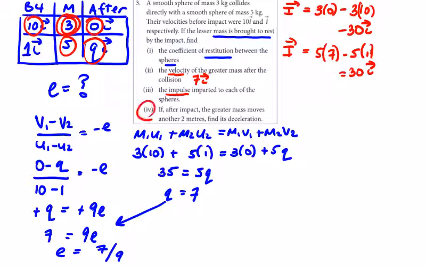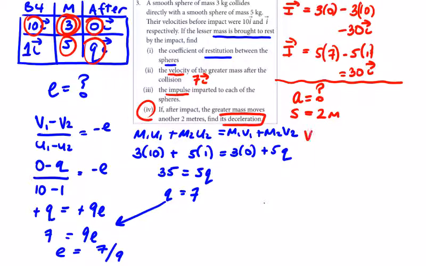And then part 4, if after impact the greater mass moves another 2 meters, find deceleration. Okay, so we're looking for a. We're given a distance here. The distance is 2 meters. We have speed of 7, this Q component. We're looking for acceleration and it comes to rest, so we'll call that 7 u, and it has to come to rest before it moves another 2. At the end of the 2 it's going to be 0.